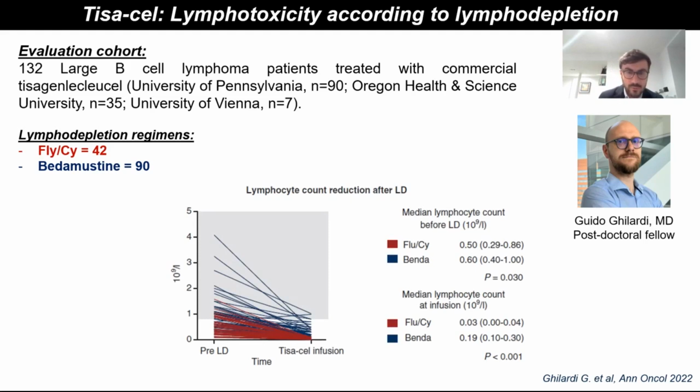And in the first type of information, we wanted to know about the ability of the chemotherapy to lymphodeplete our patients. And both of them, as you can see, are pretty potent agents for lymphodepletion. But what Guido Gilardi in my lab showed is that fludarabine and cyclophosphamide, in red, this combination causes more profound lymphodepletion.